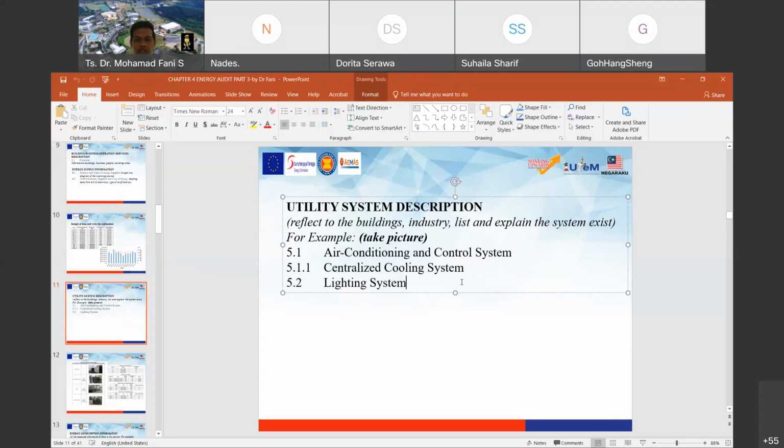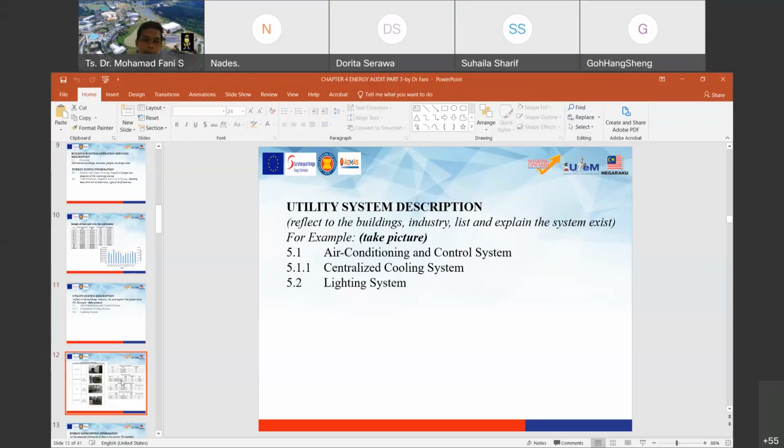So centralized cooling system, lighting system. What type of lighting do they have? Okay, LED types. How many types do they have? For example, 3 types. How many units do they have for LED, for the conventional one, and for the halogen one? Please list all the types of lighting and explain.